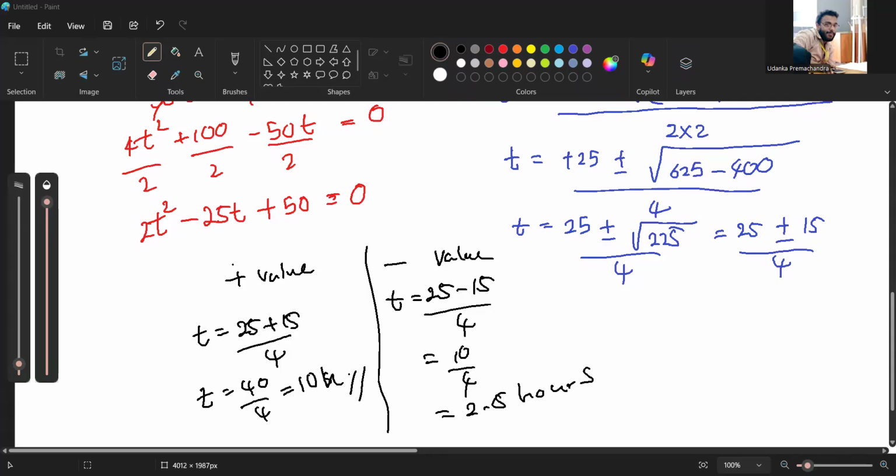You can consider the a, b, c values like this. That a, b, c value should be like that.